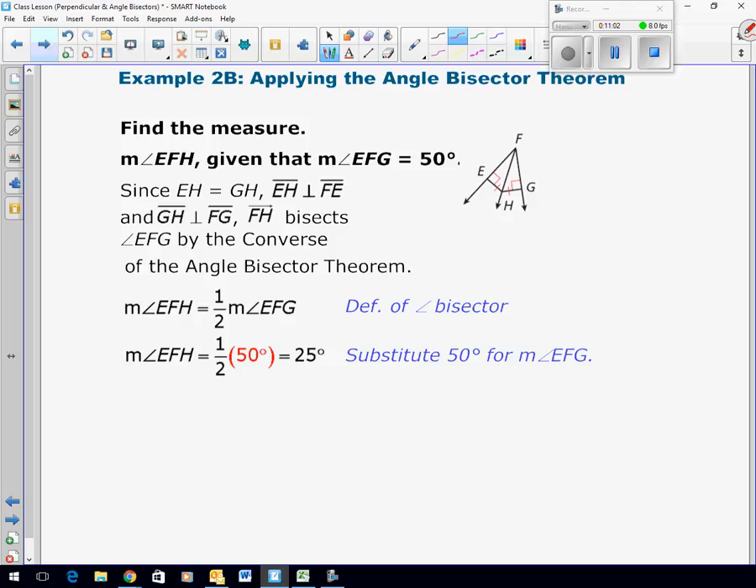How about here? Find the measure of angle EFH. I'm trying to find this angle measurement right here. Given that angle EFG is 50. So the big angle measurement is 50. Well, 25 would make sense, right? The only thing you got to check: right angles, congruent lengths, right? Then you know it's an angle bisector. Angle bisector splits the big angle in half. Half of 50 is 25.